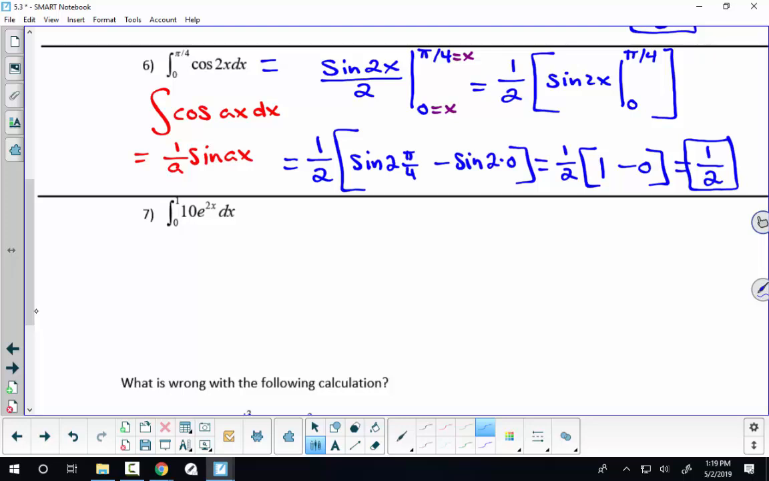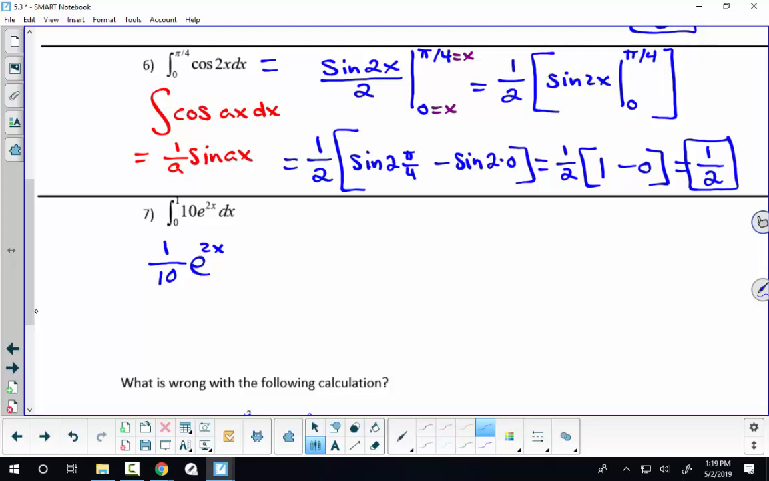Okay. How about the function 7, the integral of 10 e to the 2x? It's the antiderivative of that. 1 over 10 e to the 2x. Okay, so let's see what others think. Yeah. What do y'all think? Antiderivative of 10 times e to the 2x. Would it just be 10?